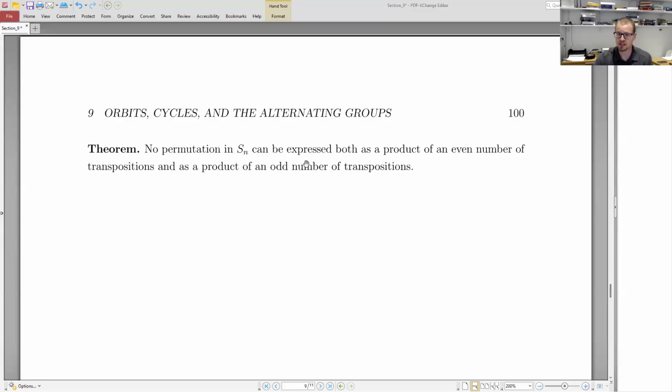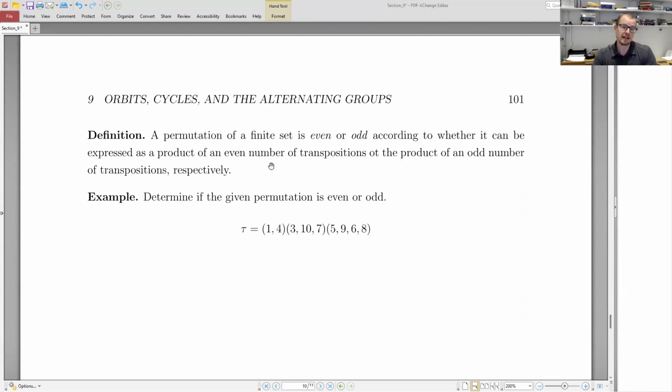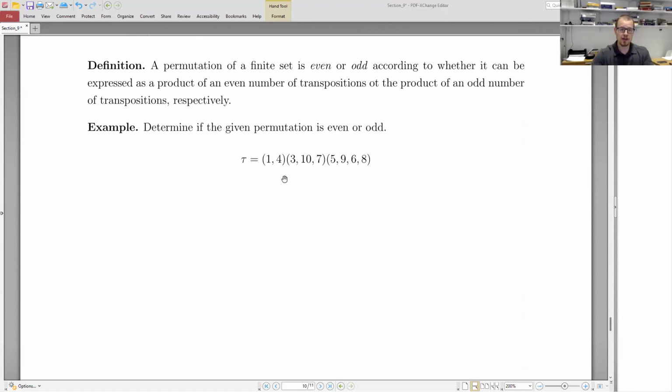No permutation can be expressed both as a product of an even number of transpositions and as an odd number of transpositions. That's what we just talked about. So there's either an even number or an odd number. Therefore, we can give a definition: a permutation is even or odd according to whether it has an even or odd number of transpositions. Fantastic. Then we just want to consider a brief example.